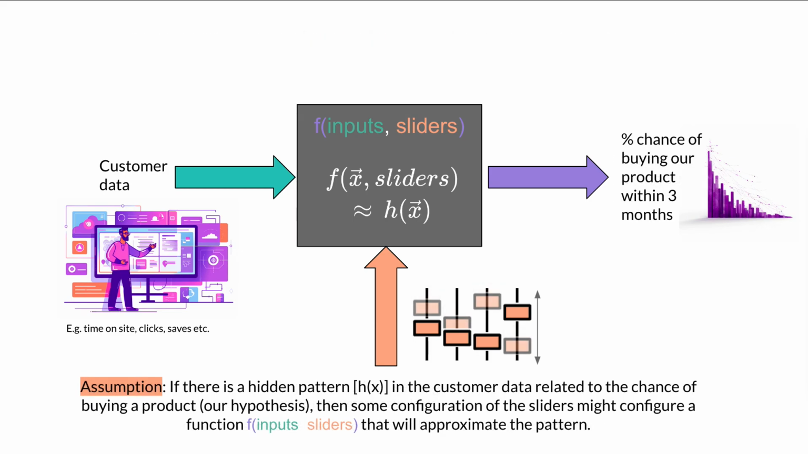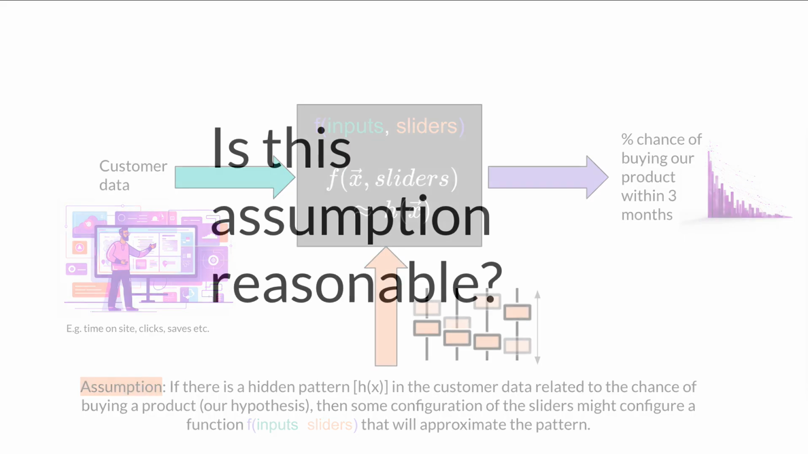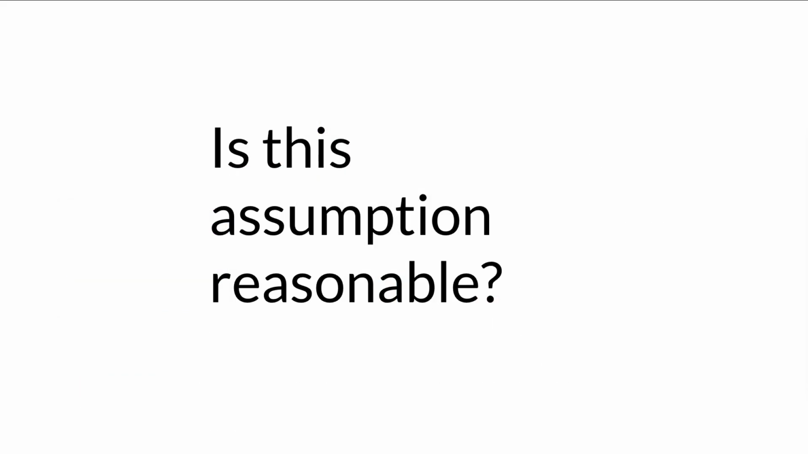So this assumption again is reasonable if there is a hidden pattern h of x in the customer data related, in this case, to the chance of buying a product, which is our hypothesis about the hidden function. Then some configuration of the sliders might configure a model function that will approximate the pattern. This is our assumption. Is this assumption reasonable?